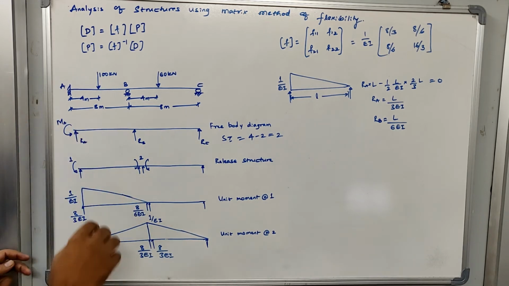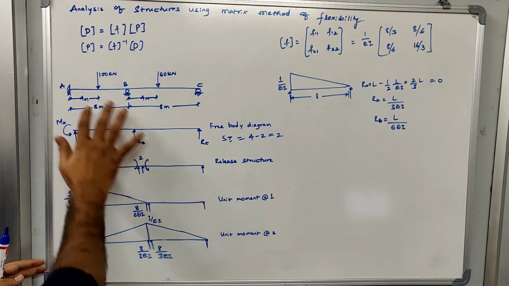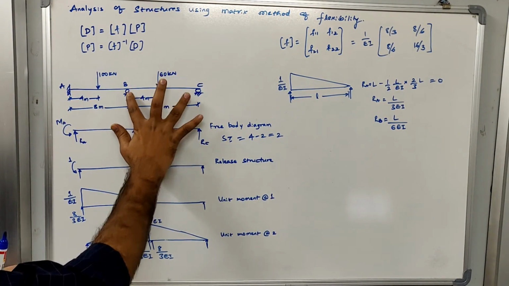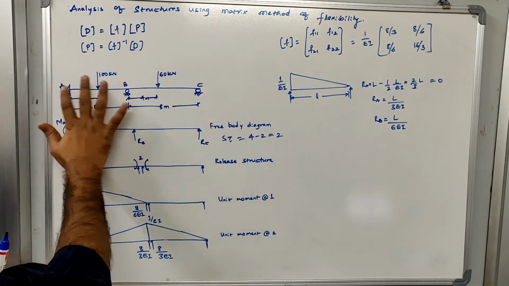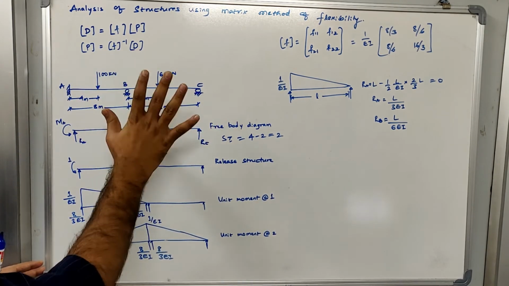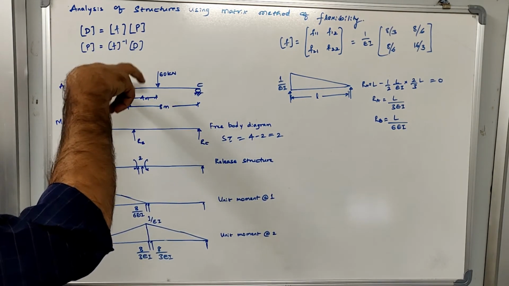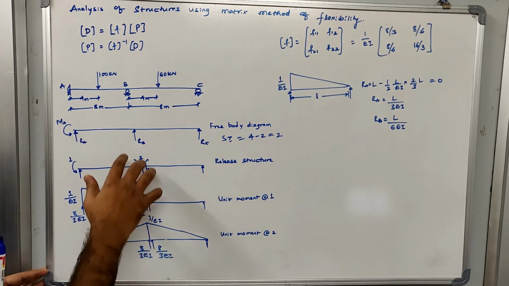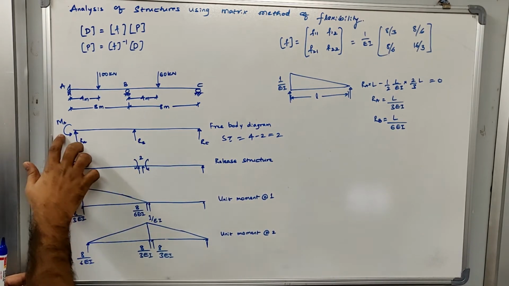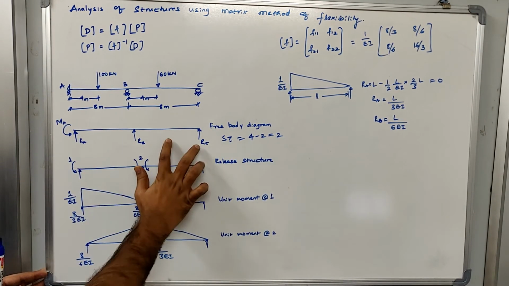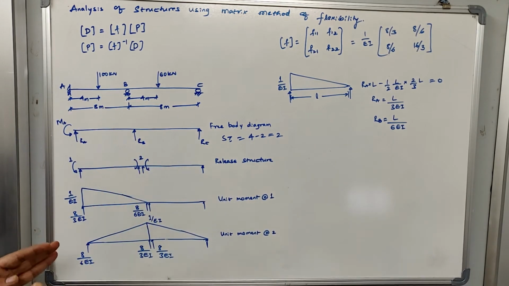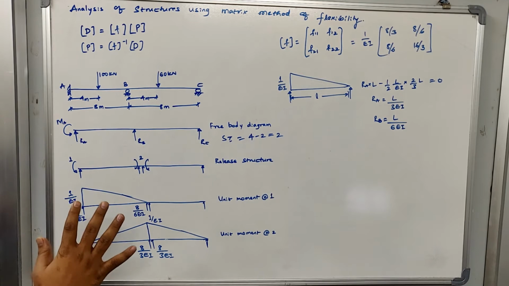So assume, for example, if I remove RB and RC, this will become a cantilever structure. Now imagine I am removing these two supports. Even if I remove these supports, this structure will remain stable by itself, because it's a cantilever structure. So a cantilever structure is basically a stable structure, right? Now imagine another way: if I remove RB and MA, this will become a simply supported beam, and it is a stable structure itself. This is how we try to release a structure.